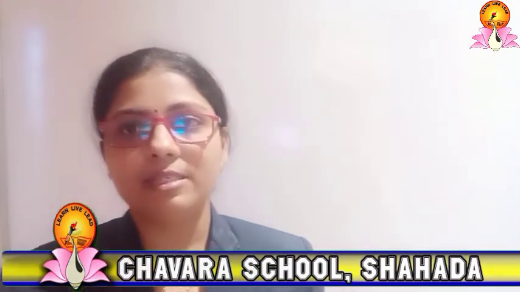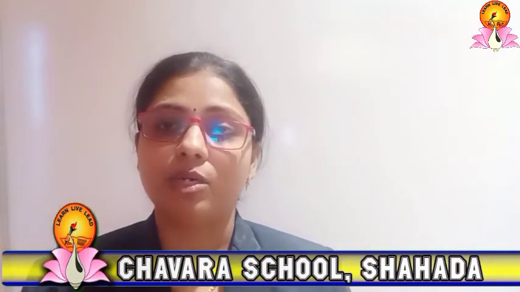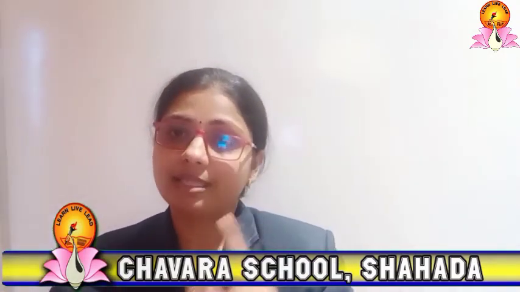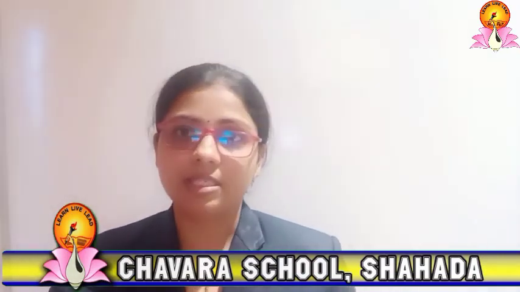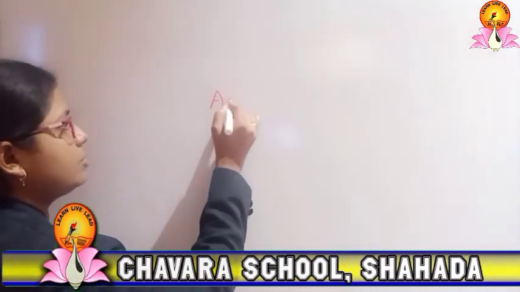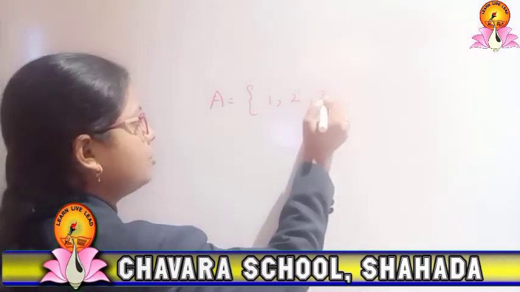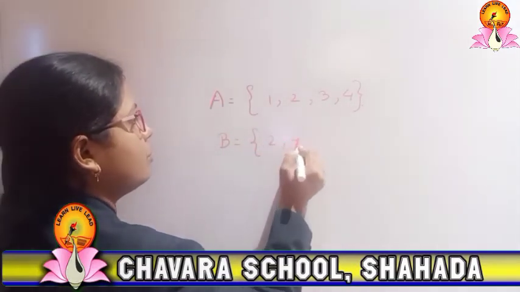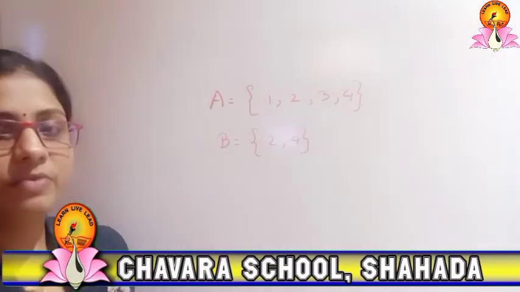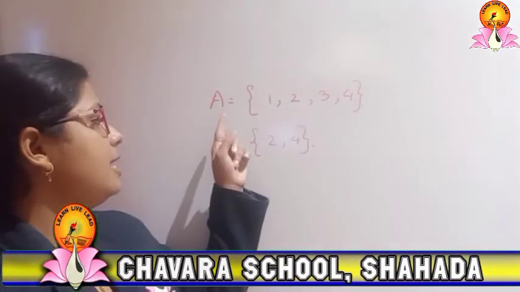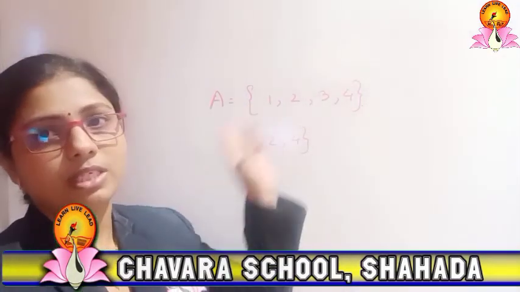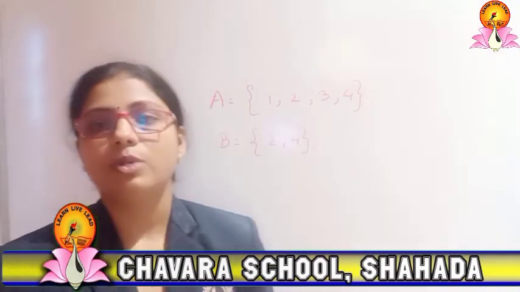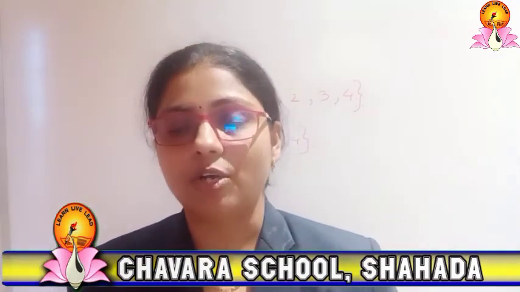Okay. The next is proper subset. Proper subset means what? If all the elements of the subset are present in the main set, that is nothing but a proper subset. For example, A equals 1, 2, 3, 4 and B equals 2, 4. From this we come to know that B is a proper subset of A, meaning all the elements are present in A. That is why it is known as B is a proper subset of A.